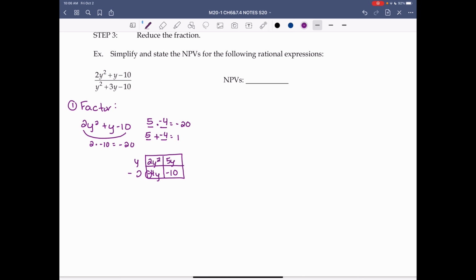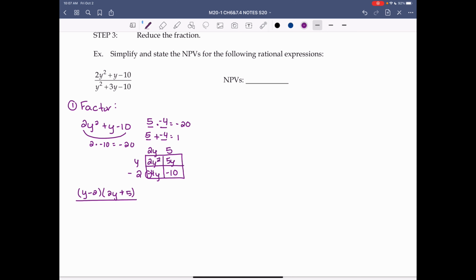It'd be negative 2. First column, 2y squared and negative 4y is 2y. And then the second column, 5y and negative 10 is 5. Notice for the columns, the common factor is not negative. That's because the negatives in each column is at the bottom of the column. It needs to be at the top of the column if my common factor would be negative. So we get the numerator factors to y minus 2, 2y plus 5.